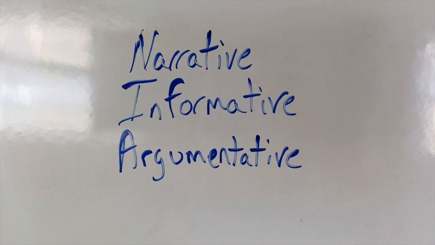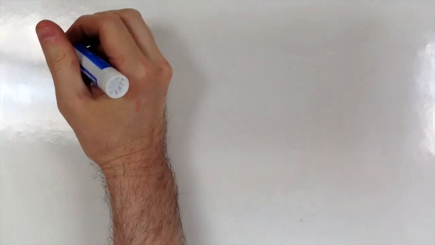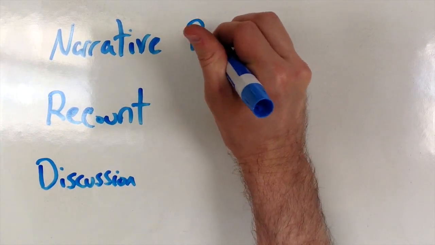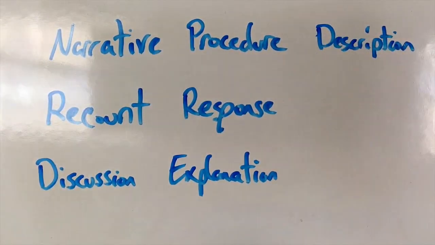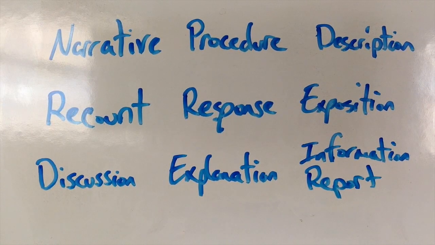Another way that we can look at it in a little bit more specific approach is to take a look at 9 different categories. These categories include narrative, recount, discussion, procedure, response, explanation, description, exposition, and information report. The important takeaway about understanding these different text types is that each has different language features and usually different ways that they are organized based off the type of text that we're looking at.